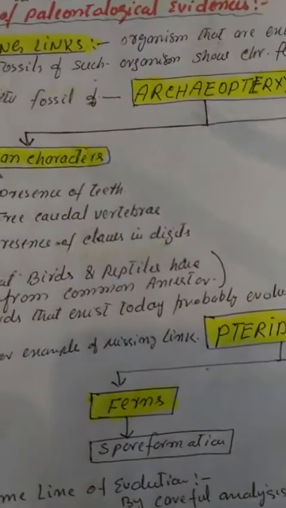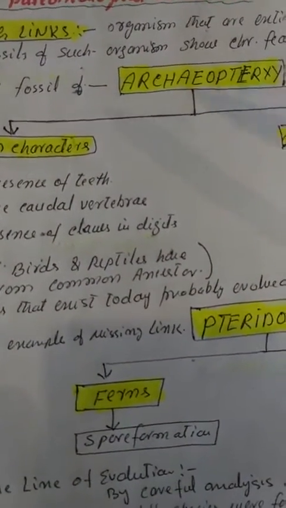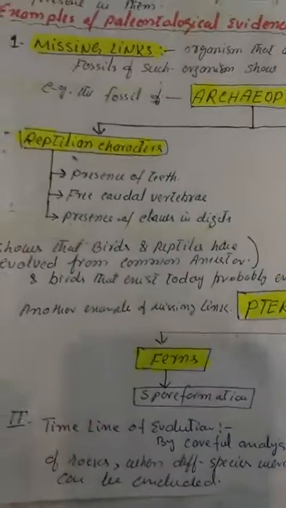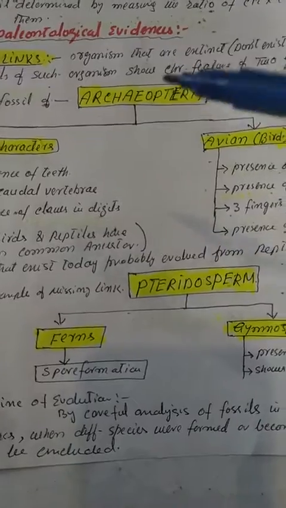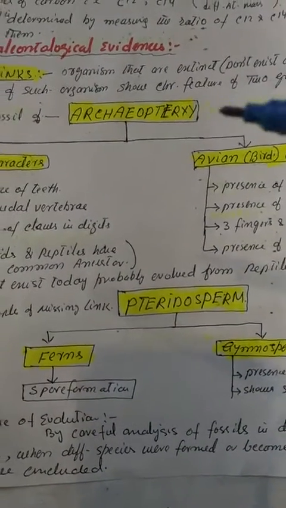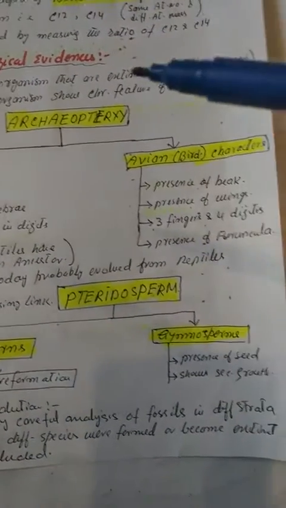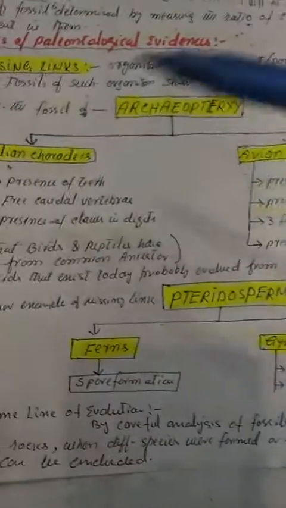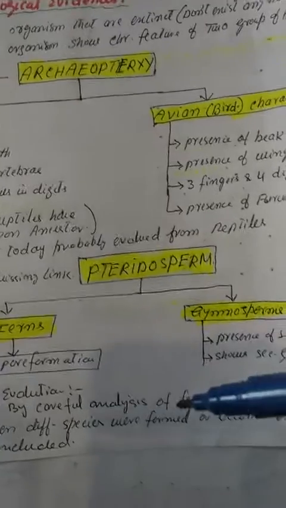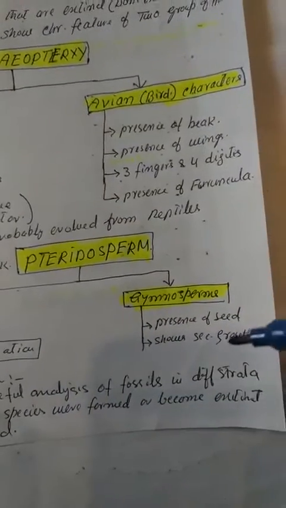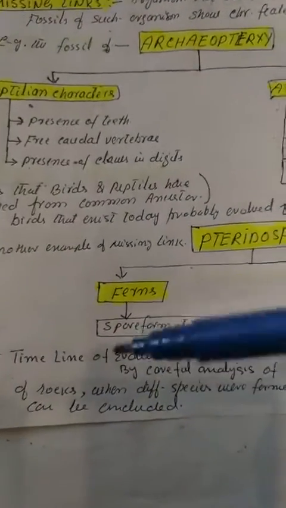Now, another example of this paleontological evidence is the timeline of evolution. That is, by careful analysis of these fossils in different strata of rocks, it can be concluded when different species were formed or became extinct.